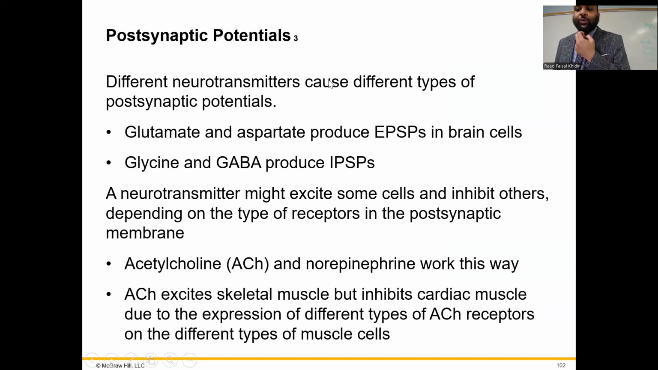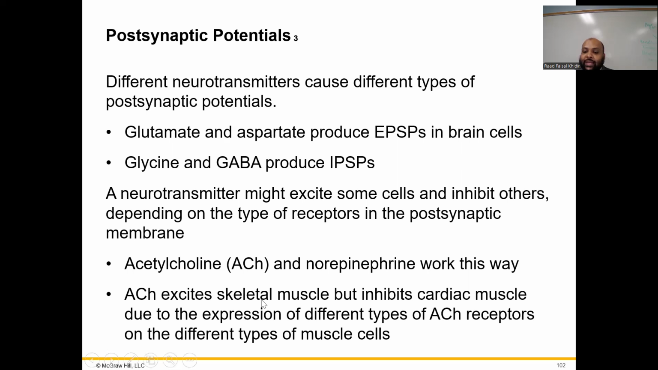So there are different neurotransmitters that cause different types of postsynaptic potentials. Glutamate and aspartate produce excitatory postsynaptic potentials in the brain cells. And we said that GABA and glycine, upon binding to postsynaptic receptors, are going to elicit the influx of inhibitory electrolytes like chloride. A neurotransmitter might excite some cells and inhibit other cells, depending on the type of the receptors in the postsynaptic membrane. Acetylcholine and norepinephrine work in that way.